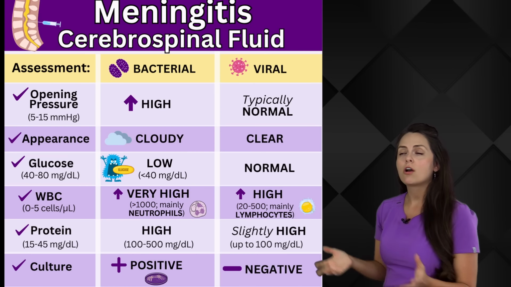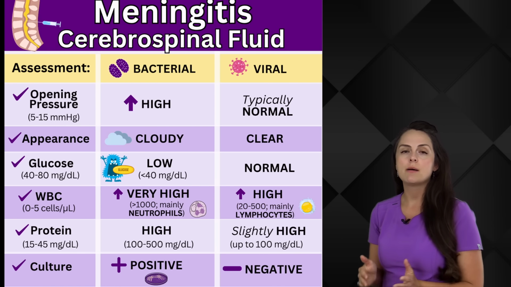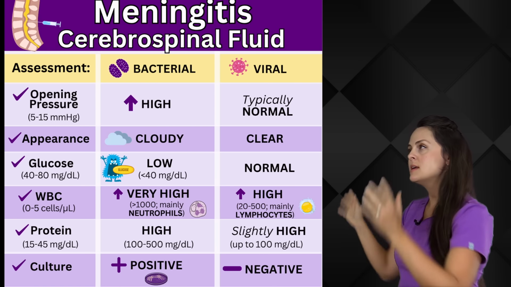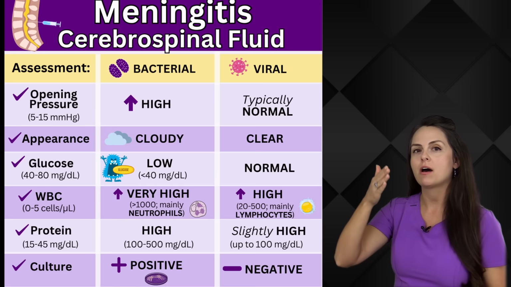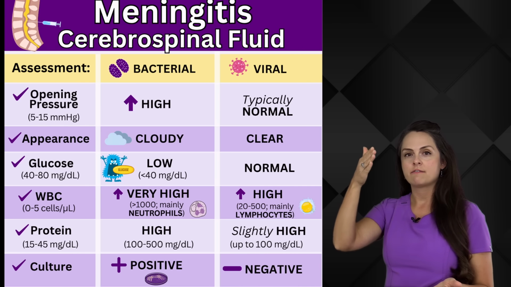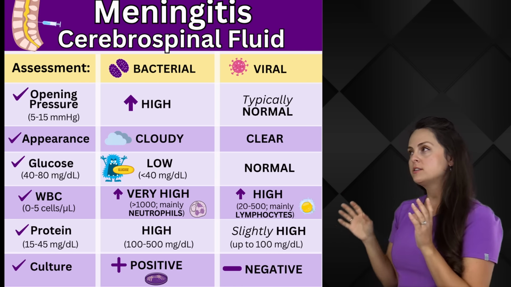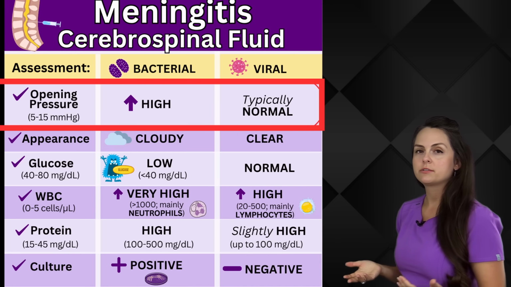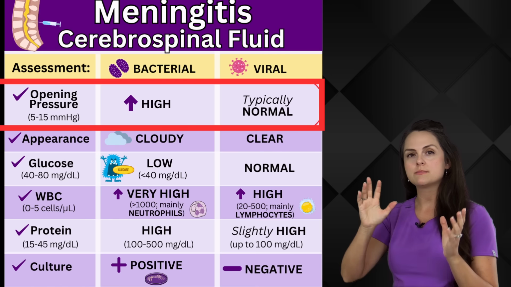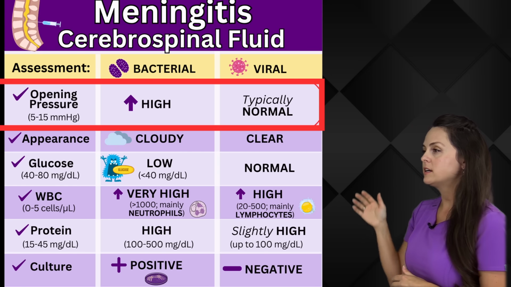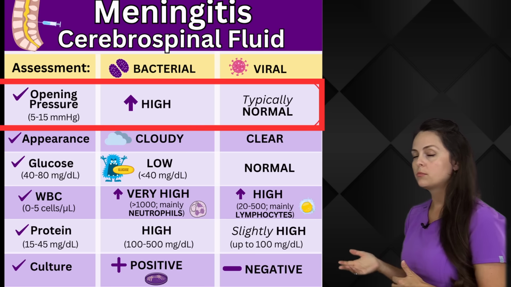Now what I want to go over are those cerebrospinal fluid findings you're going to see after the lumbar puncture. And you want to commit this information to your memory because a lot of exam questions like to ask about the findings in the CSF versus bacterial and viral. So first up, whenever they do a lumbar puncture, one of the first things they're going to be able to assess is that opening pressure. Normal is about 5 to 15. In bacterial meningitis, it's going to be really high, whereas in viral, it's typically normal.